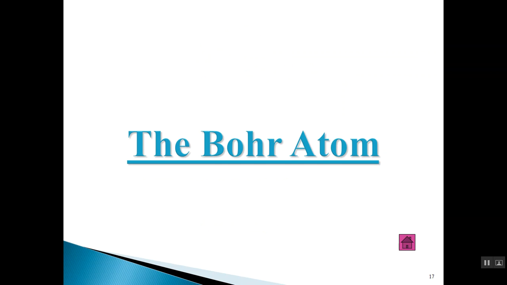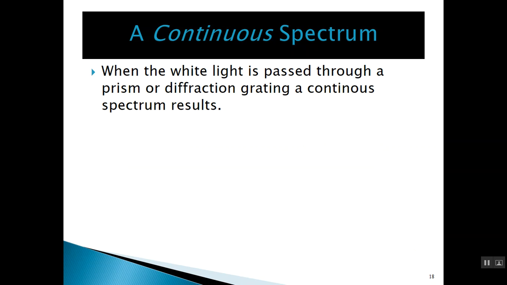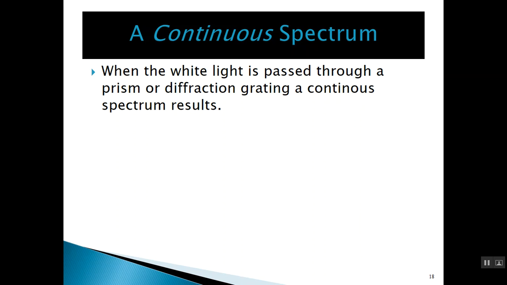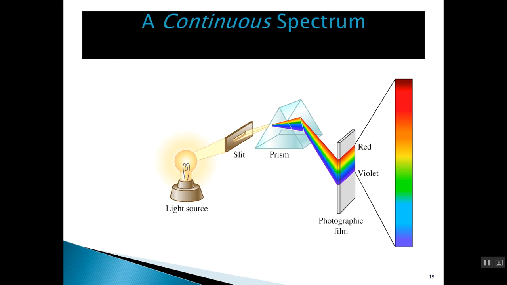So let's talk about the Bohr atom, and let's see how we can tie in what we just discussed in relation to the Bohr model of the atom. So if you take white light and pass it through a prism or diffraction grating, then you get a situation like this. So here we have the light source. The light is passed through a slit, so the beam emerging from the slit is allowed to hit a prism.